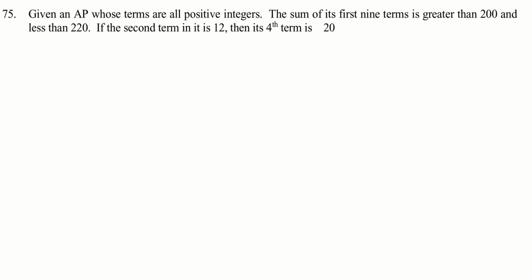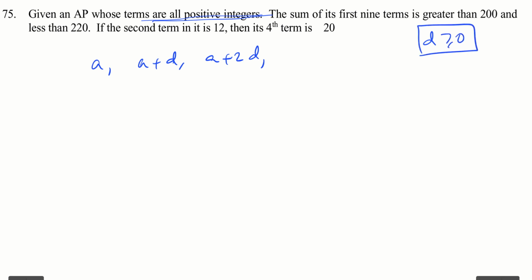See, we have an AP. If I assume the AP is like this, A, A plus D, A plus 2D, like that, he said that all are positive integers. Therefore the common difference must be an integer, and it cannot be negative. D is greater than or equal to 0, we can say. He gave that the second term is 12, that is A plus D is equal to 12. You see, D is an integer, because all the terms are integers. Now he said the sum of the first 9 terms lies between 200 and 220.